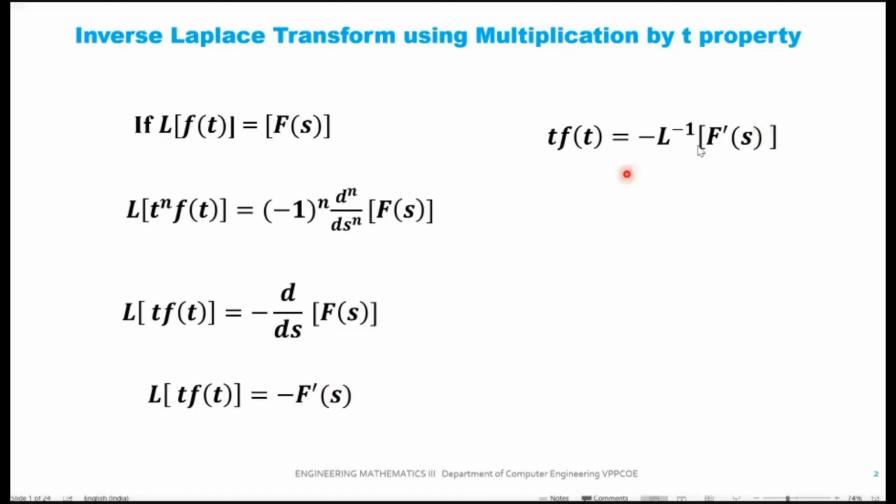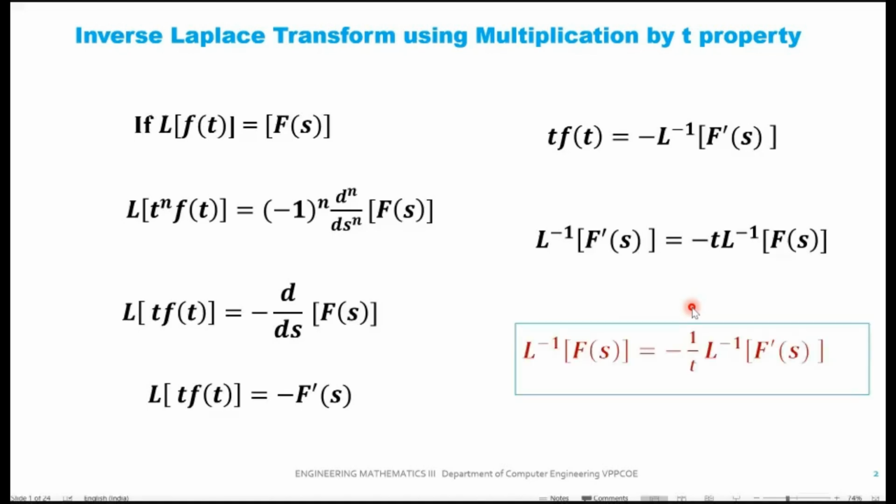But what is f of t? f of t from this expression is L inverse of f of s. So I'm writing f of t as L inverse of f of s, and L inverse of f of s will become minus 1 by t L inverse of f dash of s.